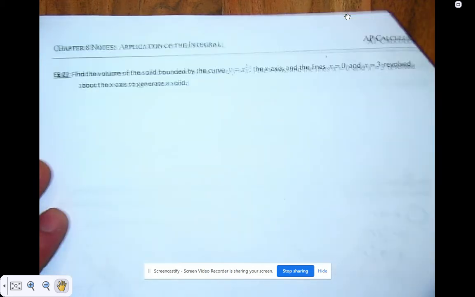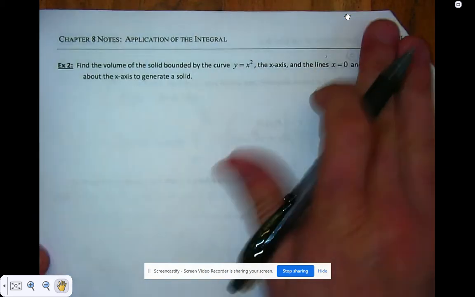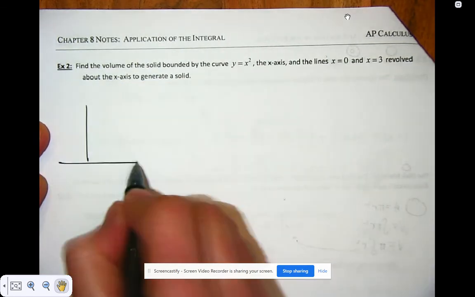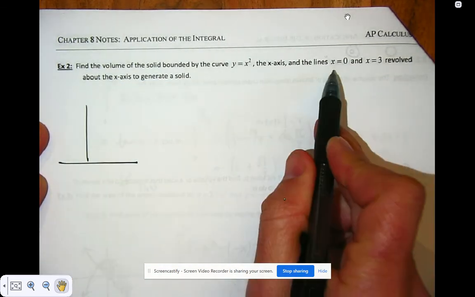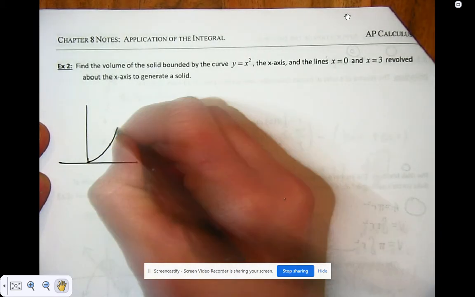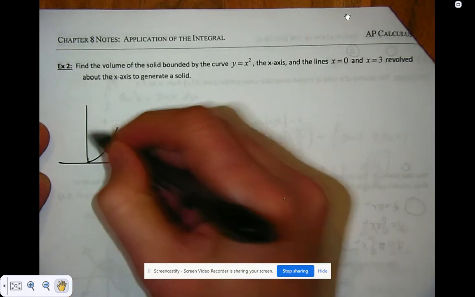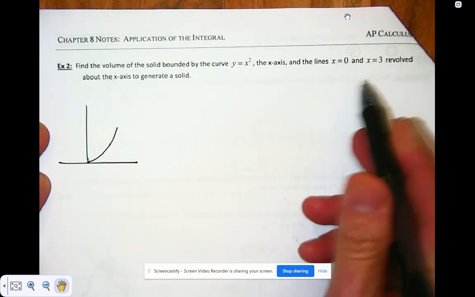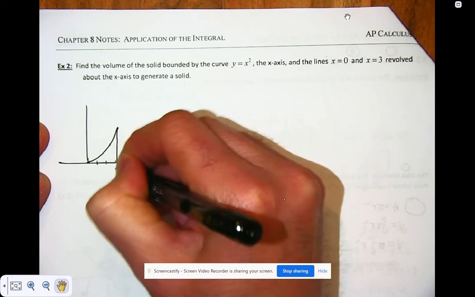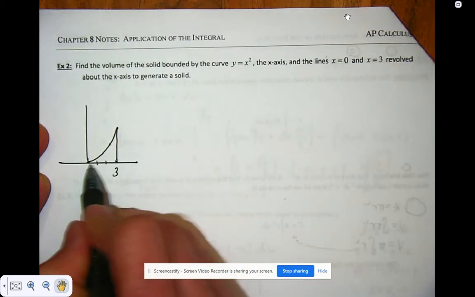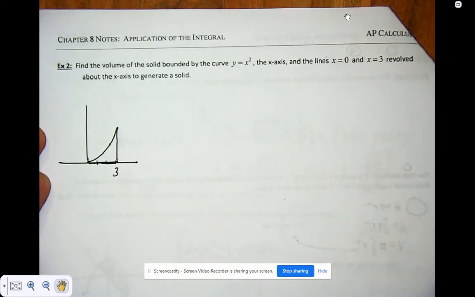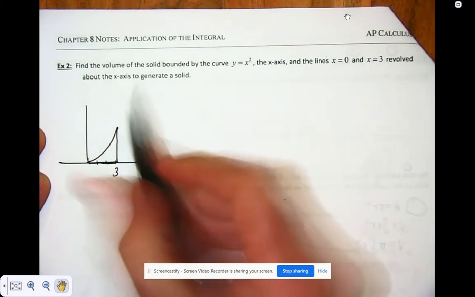All right, find the volume of a solid bounded by the curve y equals x squared. So I'm going to draw this guy in. Y equals x squared, the x-axis, x is 0 and x is 3. So all four of those things gives you, that's y equals x squared. The line x equals 0 is a vertical line right here. The line x equals 3 is a vertical line right here at 3. And the x-axis is right here. So I have my region. And then we're going to revolve it or spin it around the x-axis.